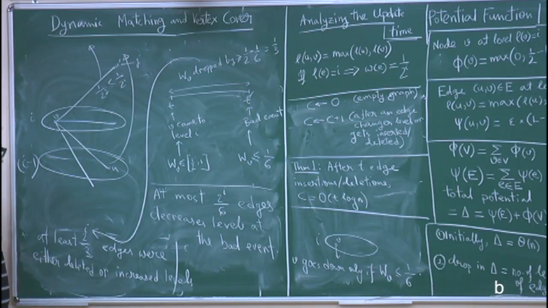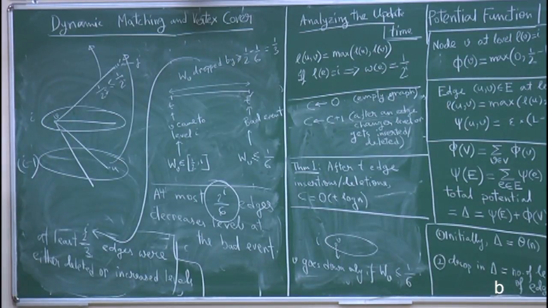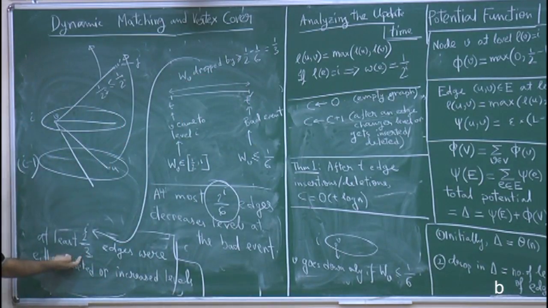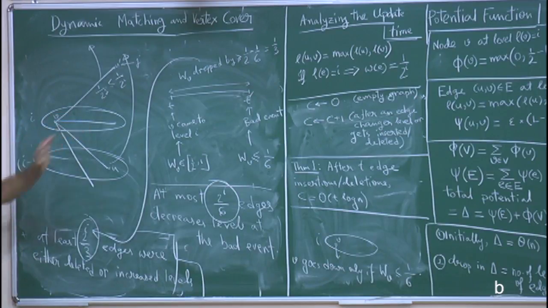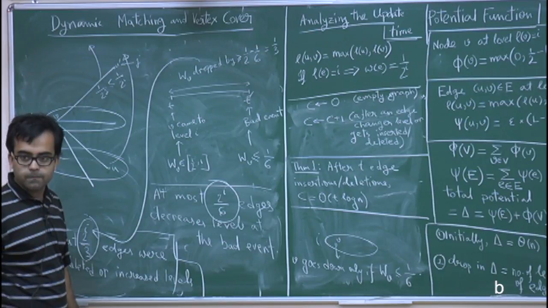Is that correct? Now, just compare these two numbers. We are saying 2 to the power I by 6 many edges are decreasing their levels at the bad event, but for the bad event to occur during this interval, 2 to the power I by 3 many edges increased their levels or got deleted. So, there is a significantly larger chunk of edges which have increased their levels prior to this event to trigger this event. So, on average the levels of the edges are only increasing. Is the intuition clear? Okay.